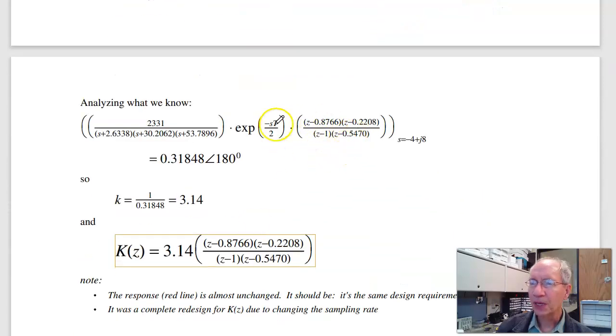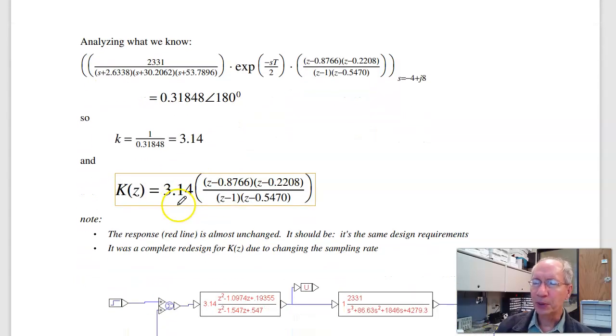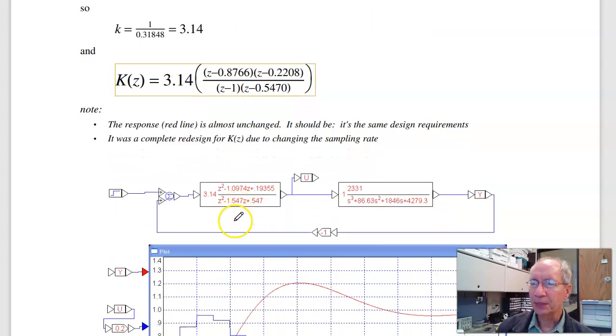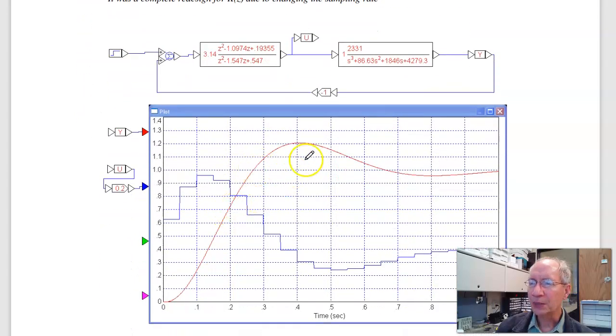Checking your answer. Angles should add up to 180. They do. Pick K to make the gain 1, and K is 3.14, so there's K of z. And now when I check the step response, again 20% overshoot, settling time is 1 second, no error for step input. That's another perfectly valid solution. And there's actually an infinite number of solutions that work. This is one of them. So that is homework set number 11 for ECE 461.